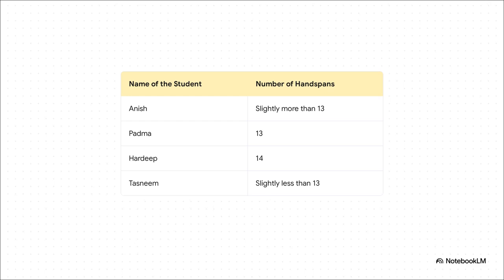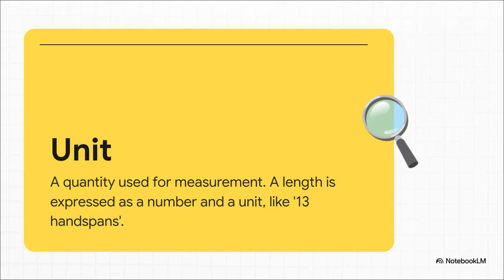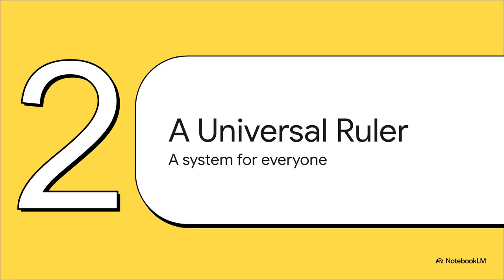Why? Well, it's obvious, right? Their hands are all different sizes. What their experiment really highlights is the whole idea of a unit. You need a unit for any measurement. But the problem they ran into is that their unit, the handspan, was all over the place. To get the same answer, you need a unit that's the same for everybody. And that, of course, leads us to the solution, the hunt for a universal ruler.